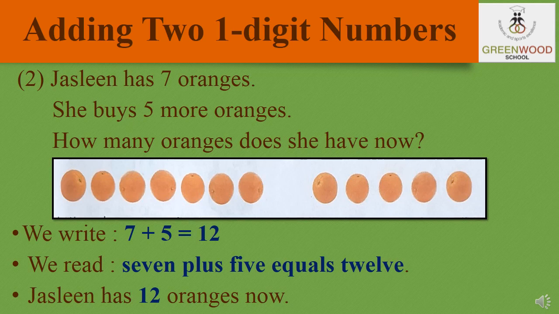Now we'll start counting. After 7. What comes after 7? 8. So let's start counting. 8, 9, 10, 11, 12. So 7 plus 5 equals 12. Jocelyn has 12 oranges now.